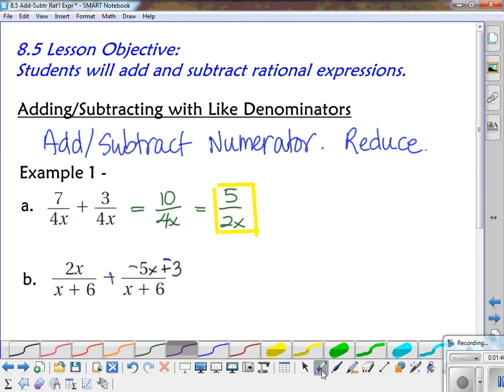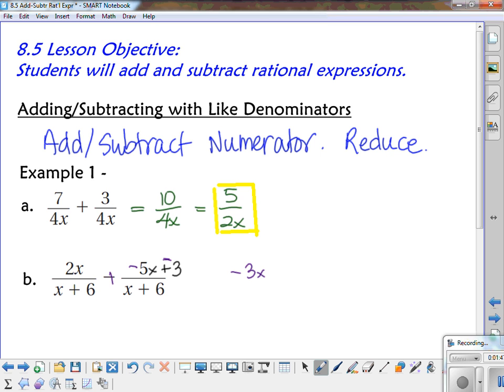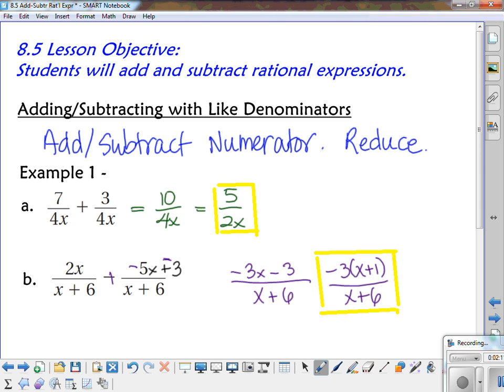So if I do that, now I've got a plus 2x and a minus 5x, and so that would be negative 3x, and then I just have a minus 3, and then on the bottom I have x plus 6. And so even if I factor out a negative 3, nothing will divide out, because then I just have x plus 1 here. So there's nothing that cancels out. So you could write your answer in either form. It's not a bad idea, though, to factor just to double check if anything cancels out. But in this case, nothing does.